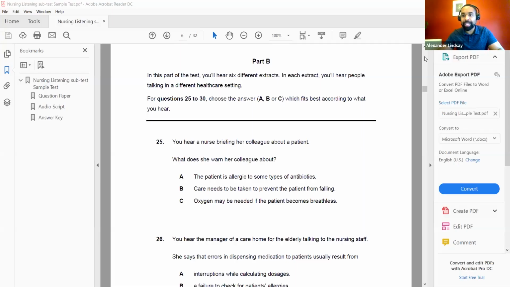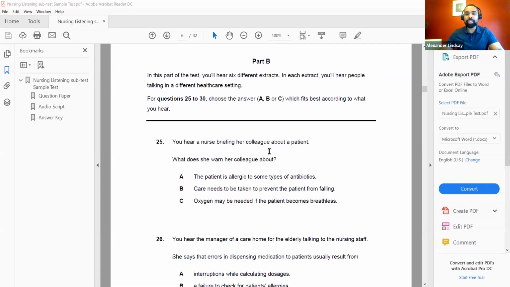And also you want to be thinking about something called function. So what is the function of the question? To illustrate this, I'm going to use an example, and we're not necessarily going to listen to the recording for this. This is the OET sample, but it just illustrates what I'm conveying here. So if we look at question 25, this is the first question from section B.